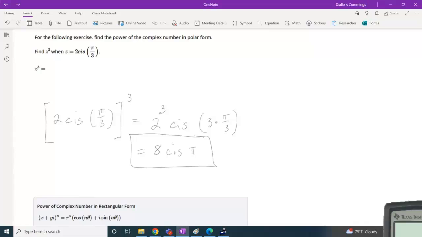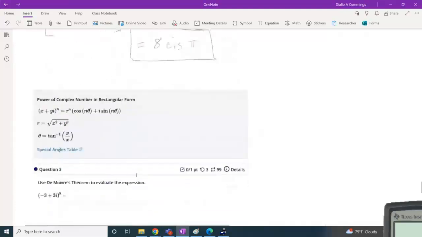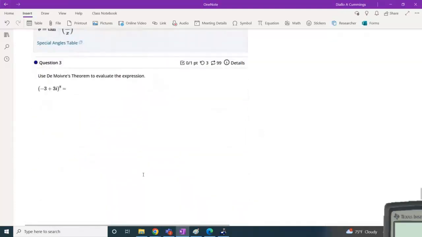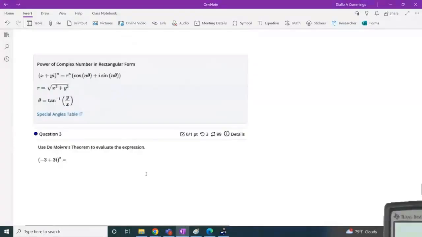All right. So the first two, we simply use a formula. For the last couple of problems, it says use de Moivre's theorem, and de Moivre's theorem is that power theorem we just looked at. I'm using de Moivre's theorem to evaluate the expression.